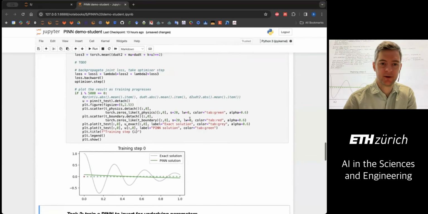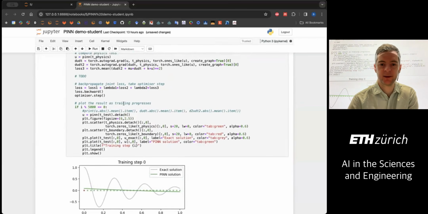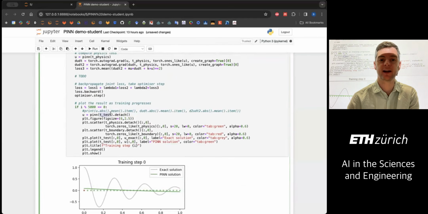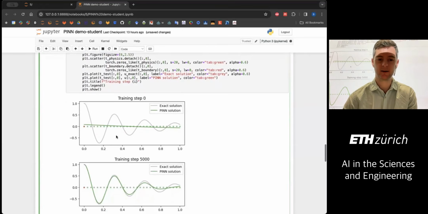So the rest of the code here is just plotting, as training progresses, the PINN solution. So we're querying the PINN at a set of test locations, a much finer sampling density than the physics loss. Yeah, and it looks like it's working.